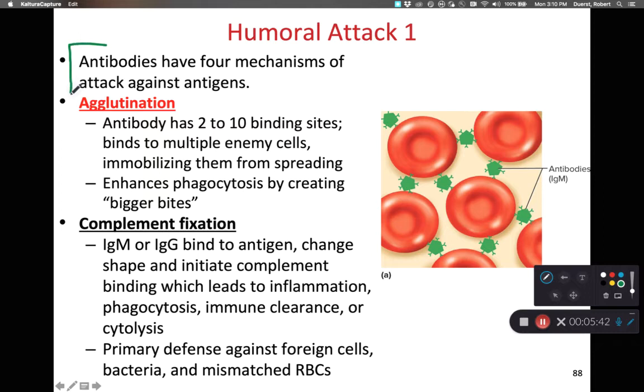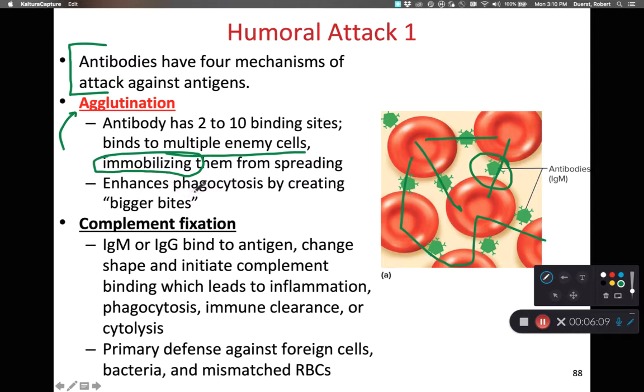Now, as we look at our antibodies, they can affect our antigens in 4 different ways. We can have agglutination. This is when an immunoglobulin M can bind multiple cells together, causing them to clump together. This binding of multiple enemy cells effectively immobilizes them. It's kind of like taking a bunch of people and handcuffing them all together. Then they can't run away.